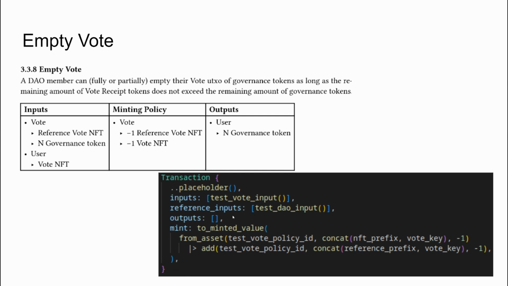So here in the test case, we actually do not provide the user output, because for the minting policy, the only important aspect is that these are burned and that there are no vote receipts in this UTXO. Whatever happens in the outputs, the minting policy does not care.